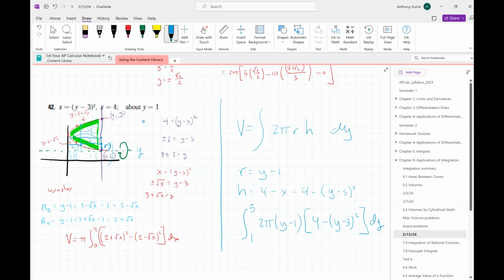I'm seeing a lot of unhappy faces with what we just did there. Can you help me out a little bit and tell me where we lost you? From 1 to 5. Oh, okay. So I'm integrating here along the y-axis. So starting at 1, ending at 5. Does that feel okay?